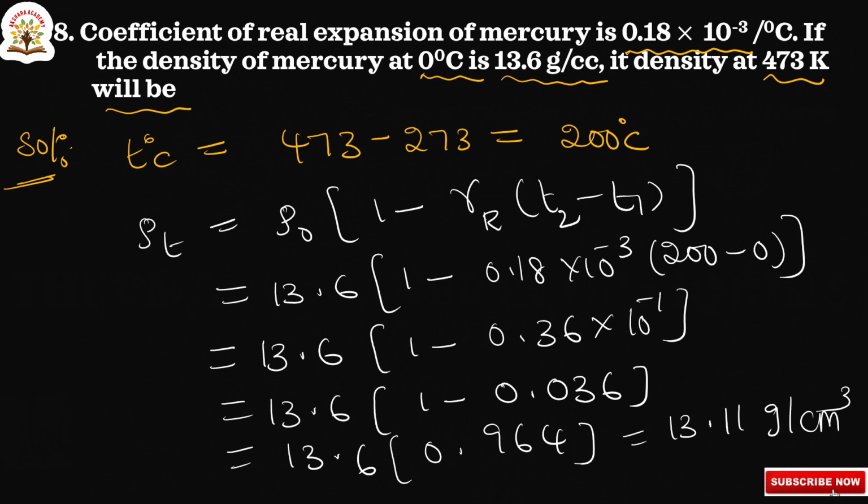So therefore the density at 473 Kelvin, rho T, equals 13.11 gram per centimeter cube. This is the final answer. Okay, next we will go to the next question.